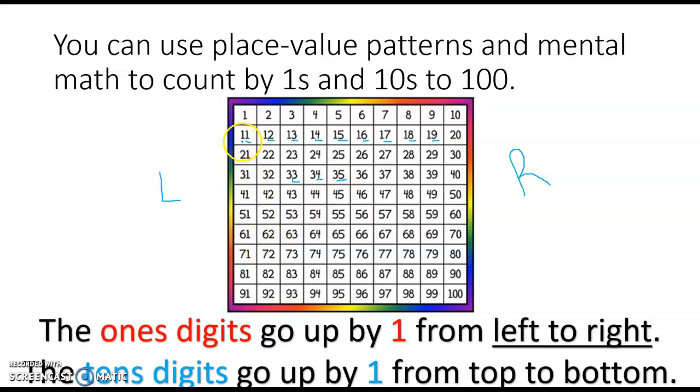The tens digit goes up by 1 from top to bottom. So if you look at our tens place, we have 1, 2, 3, 4, 5. So our tens digit, if we're counting by tens, goes up by 1 as we count. So we don't have to start with 10 and do 10, 20, 30, 40, 50. We can count by tens starting with 18: 18, 28, 38, 48. So we're keeping our ones digit the same. It's our tens digit that's changing and going up by 1 because we're counting by tens.